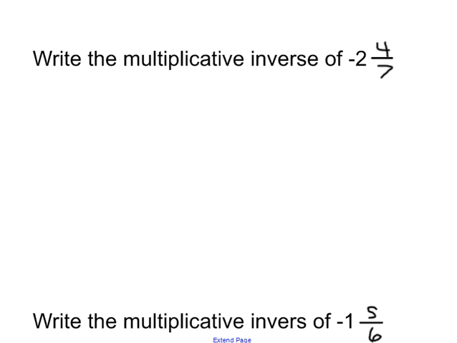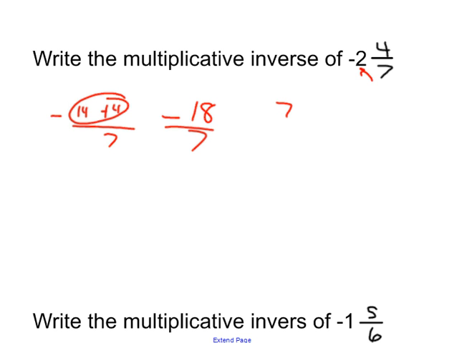Here we've got a negative 2 and 4/7, and we want to know its multiplicative inverse. First thing I have to do is write it as an improper fraction. If I work this as an improper fraction, that becomes 14 plus the numerator of 4, over 7. And again, it's negative, so it would be a negative 18 over 7. Is that number rewritten as improper? Its multiplicative inverse then would be 7 over a negative 18. So its multiplicative inverse is 7 over a negative 18.